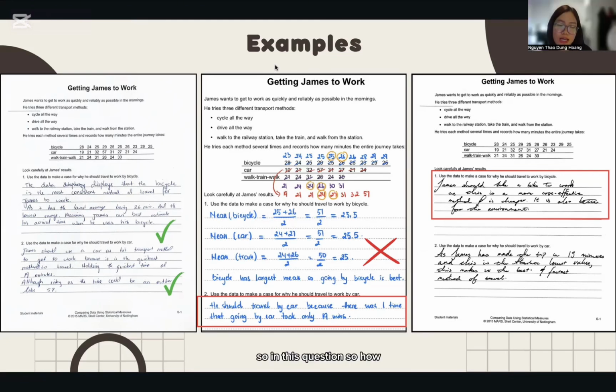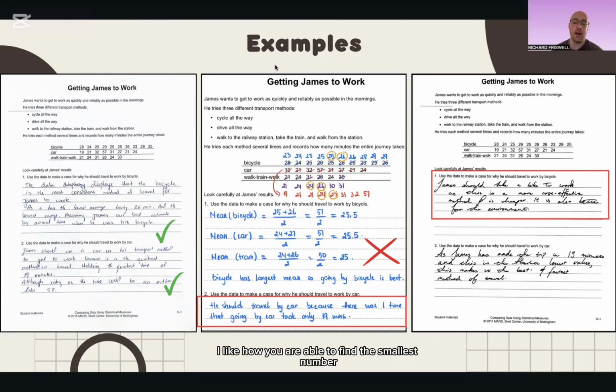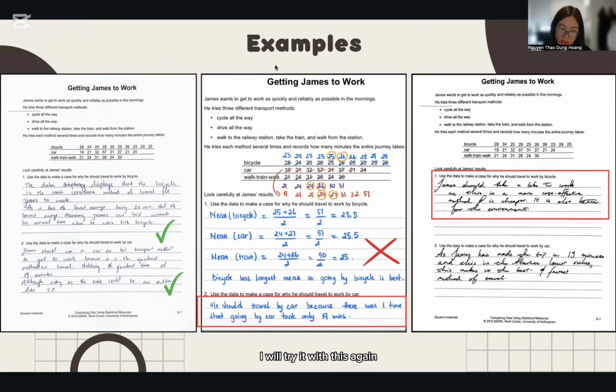So in this question, I had a look at the smallest numbers for each mode of transport, and I realized that there is one time that it took James only 19 minutes to travel by car, while it requires at least 23 and 21 minutes by bicycle and train, respectively. That's why I think that he should travel by car. That's a good job. I like how you were able to find the smallest number. I think it might just be important to note for future ones that one number doesn't always represent an entire data set. So maybe try and find a bit more to justify it. Yeah, sure. I will try it with this again.